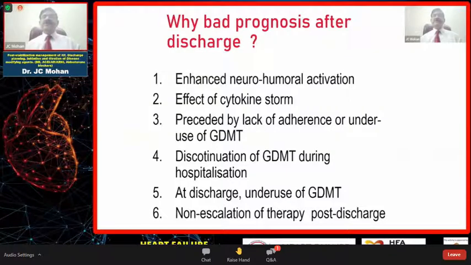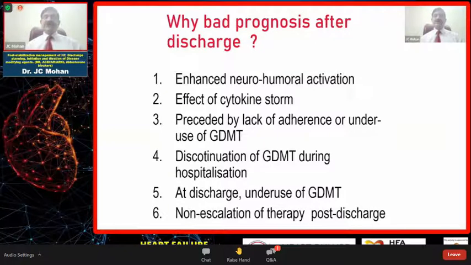Why is there bad prognosis after discharge in these stabilized HFrEF patients? Because there is enhanced neurohumoral activation, effect of cytokine storm. It is usually preceded by lack of adherence or underuse of guideline-directed medical therapy.